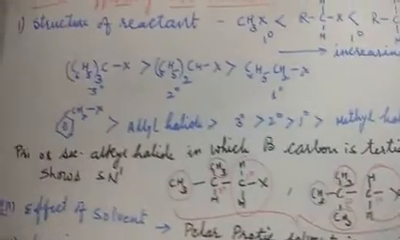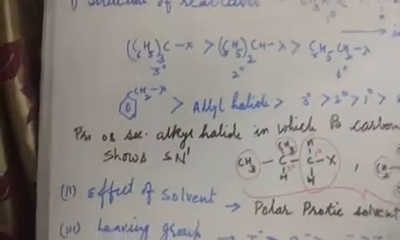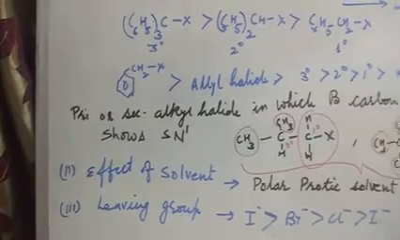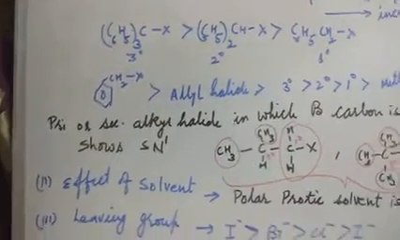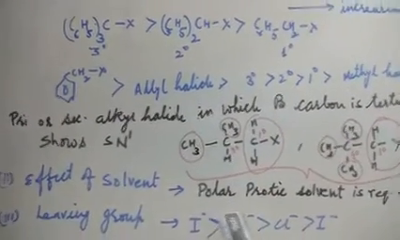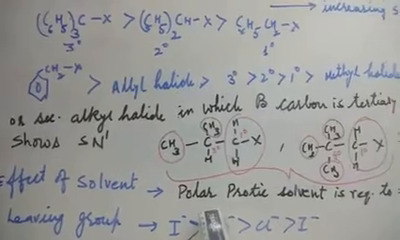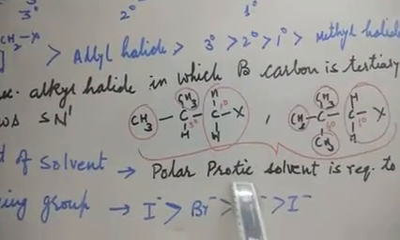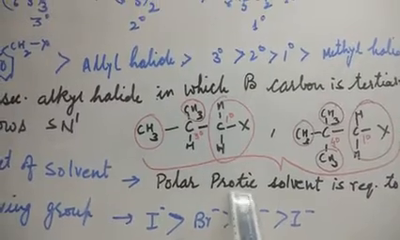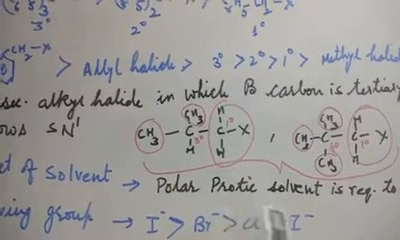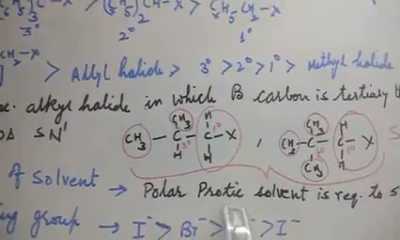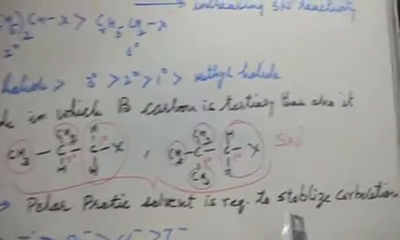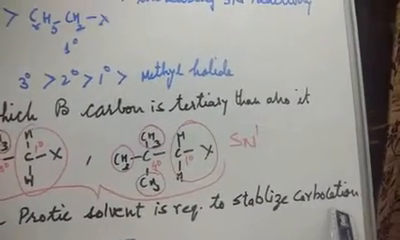Now, next I am taking the effect of solvent. As in case of SN2, we required aprotic solvent, but here for the stability of the carbocation, we require polar protic solvent, students. I am giving emphasis on this protic solvent, proton containing, proton giving solvent. So polar protic solvent is required in case of SN1 to stabilize the carbocation.